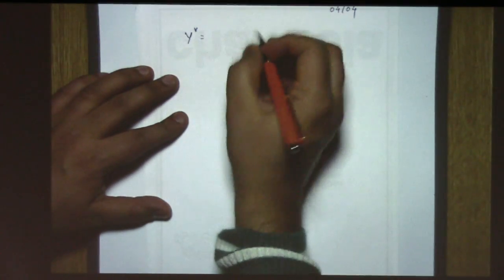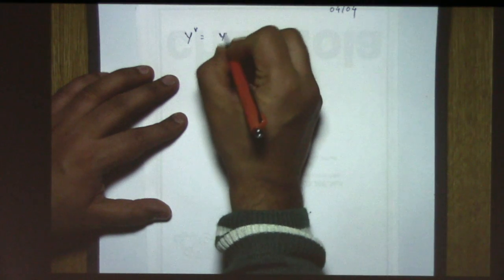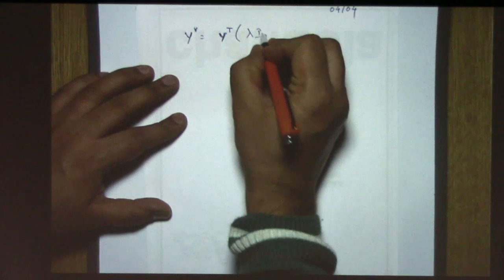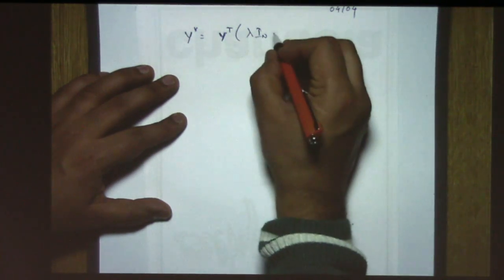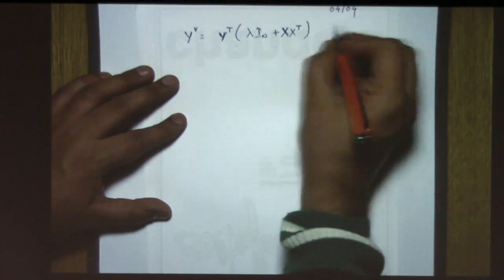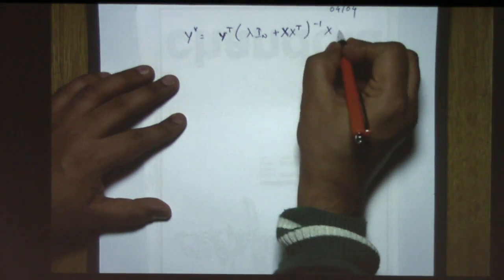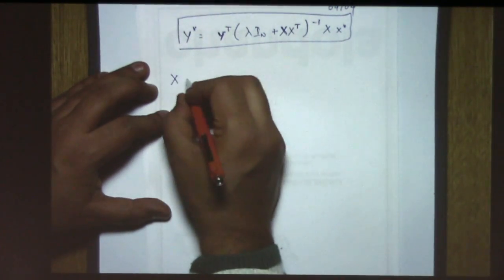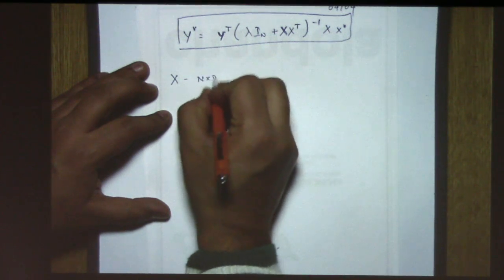So if you write that, Y star is equal to Y transpose, lambda times the identity matrix with n entries, plus X, this is your input matrix, and the transpose of that, X, X star. So now what is X? X is an n cross d matrix.